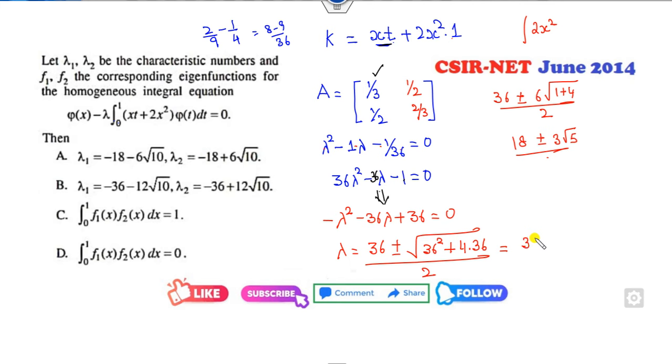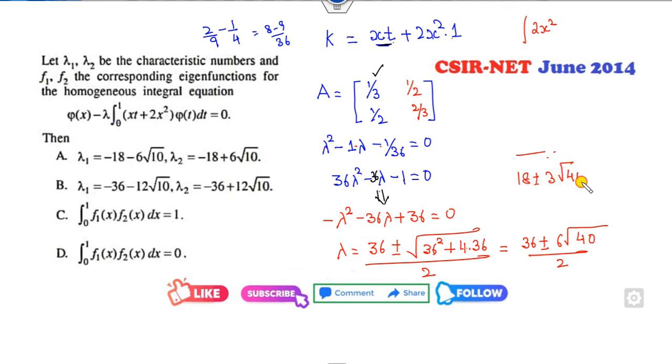So I can say 36. I can take 36 common, so that's a 6. 36 plus 4, 36 plus 4 is 40, divided by 2. Now you can see that it will be 18 plus minus 3 root 40. Now since it's a plus minus over 2a, a is my minus 1. So it is minus 18, and it's a 36. Here is the wrong, a is the correct answer.